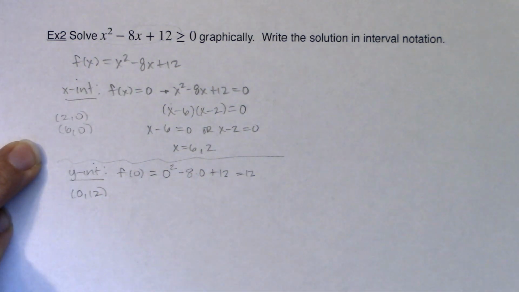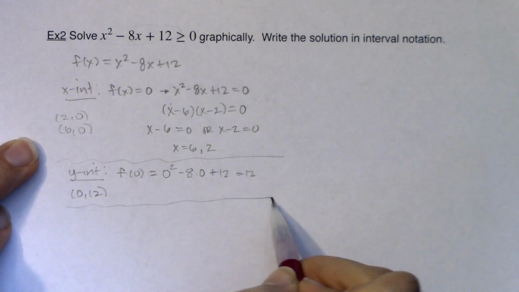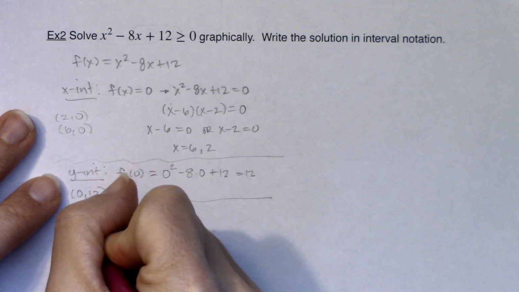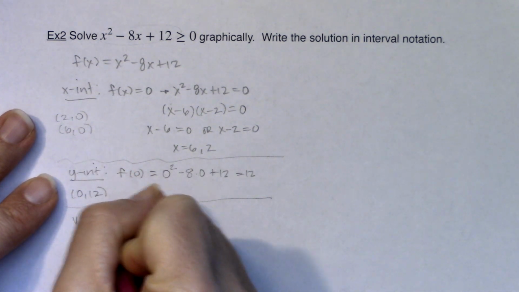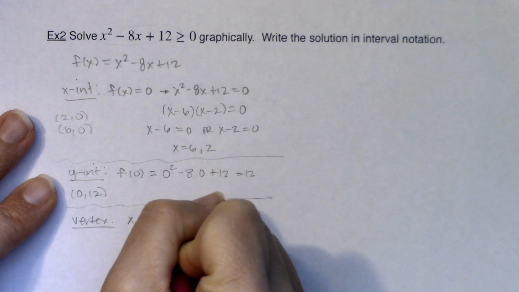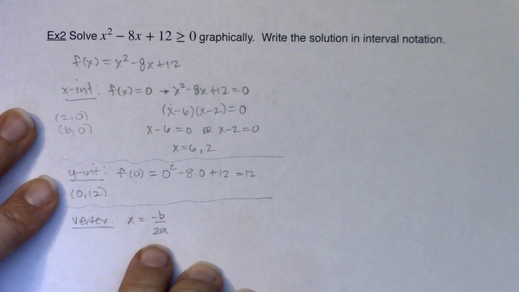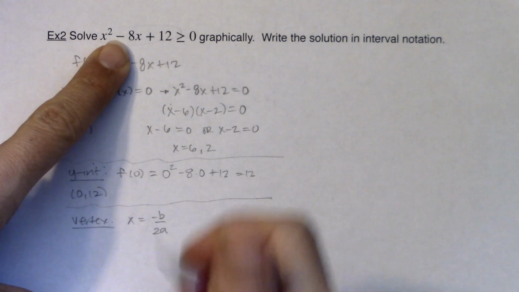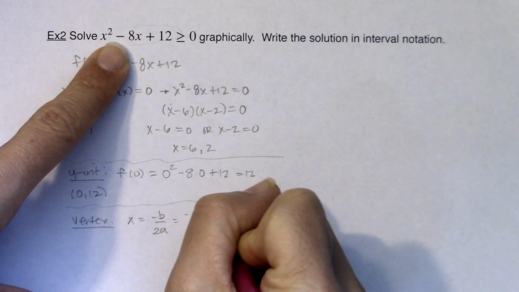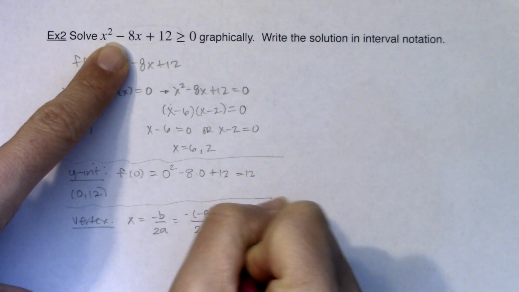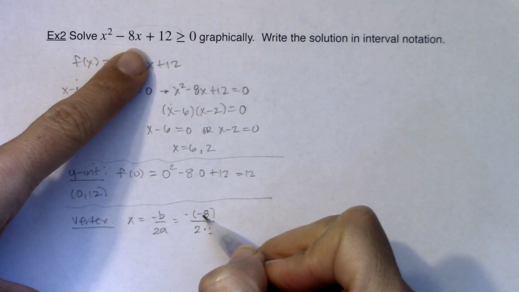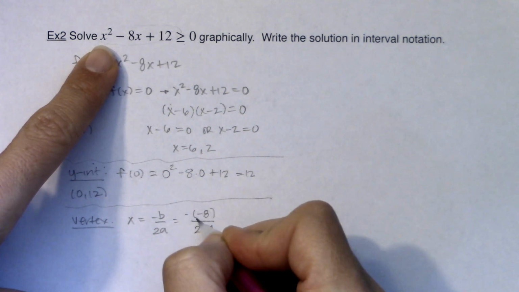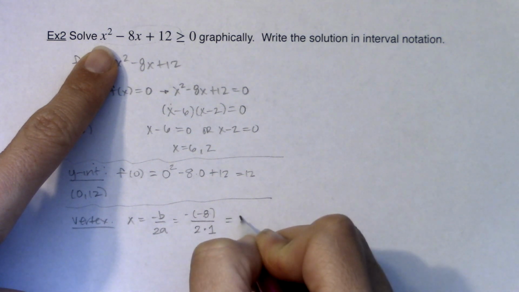And then another point that I tend to get with parabolas is the vertex. I don't think it hurts to get the vertex. The formula to help me get the vertex is always negative b over 2a, at least for the x-coordinate. Then when I find that x-coordinate, I'm going to plug it back into my quadratic expression to get the y-coordinate. For this particular problem, that will be negative of negative 8 over 2 times 1, because my b value is negative 8, the linear coefficient, and my quadratic coefficient, my a value, was 1. Negative of negative 8 is positive 8, over 2 is 4.